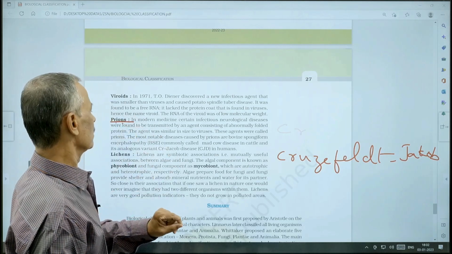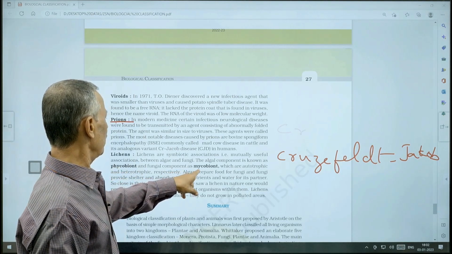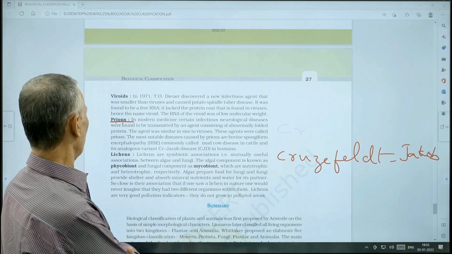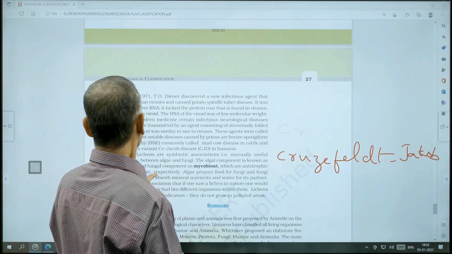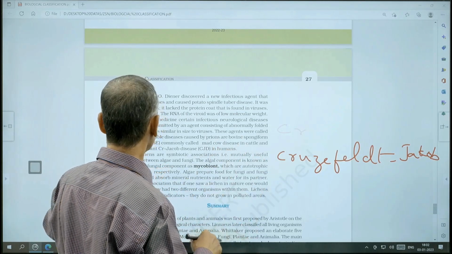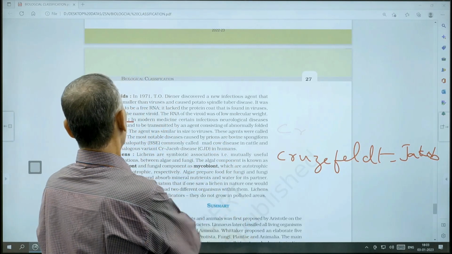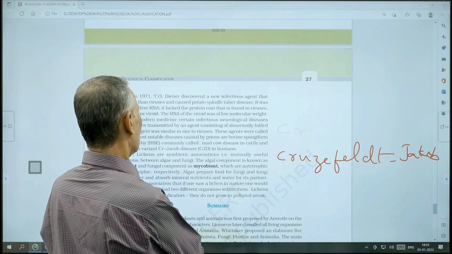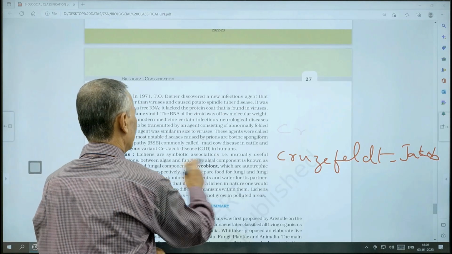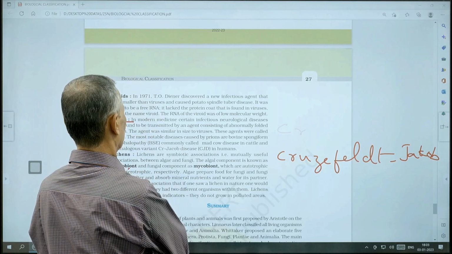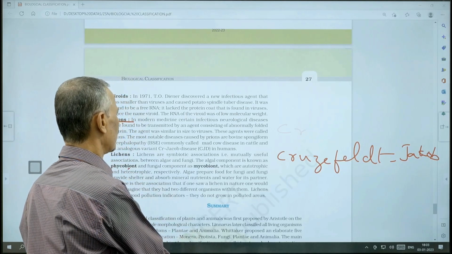And each member is called a symbiont. The algal component is called phycobiont. Similarly, the fungal component is called mycobiont. That fungus is giving nutrients to the algae. Algae is preparing food and giving it to the fungus. So, they are autotrophic and heterotrophic in nature. Algae are autotrophs, fungi are heterotrophs. Algae prepare food for fungi and fungi provide shelter and absorb mineral nutrients and water for the partner.